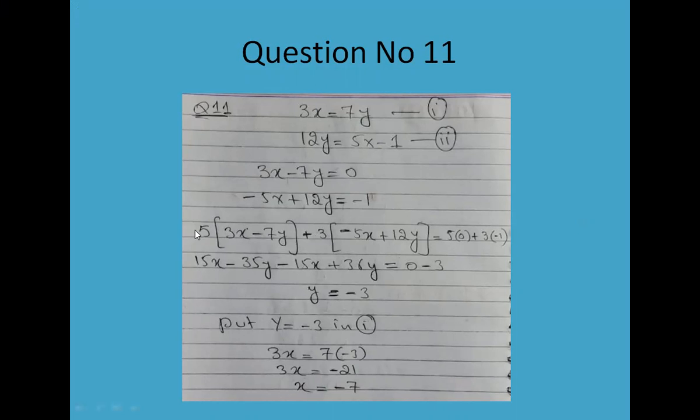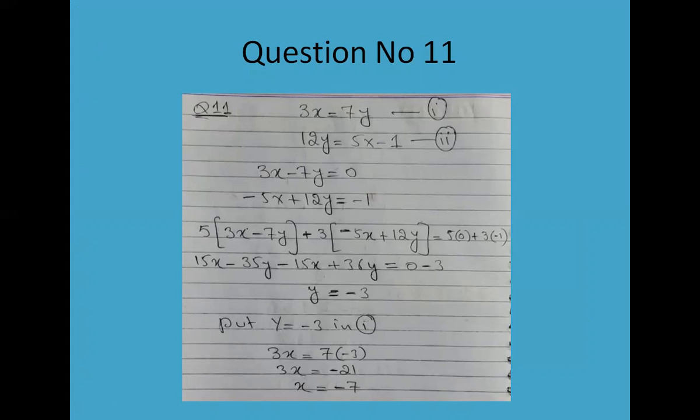So you can see here 3 into this plus 3 into this, 5 into this, sorry, and plus 3 into this. So you will have 15x minus 35y and minus 15x and plus 36y equals to 5 into 0 is 0, so minus 3. You're left with this, these two will be cancelled. So you're left with only minus 35y plus 36y, that will be y equals to minus 3. So y is equals to minus 3.